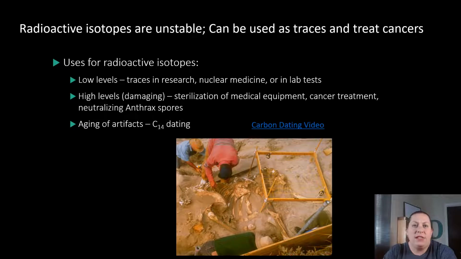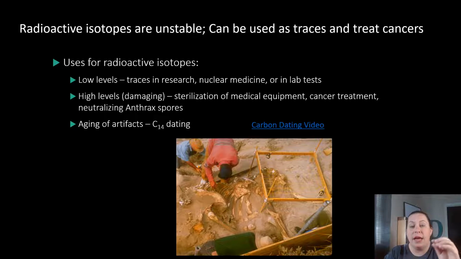Now, why are isotopes important? Some isotopes are known as being radioactive because they're extra heavy. They're not balanced like we see with a lot of the other types of atoms. We do see that they can become unstable. And these unstable isotopes could be used for tracers, okay, like to trace something or to treat cancer. So we're going to talk a little bit about how we use these. So uses for radioactive isotopes, we see the lower levels could be used for tracers in research.